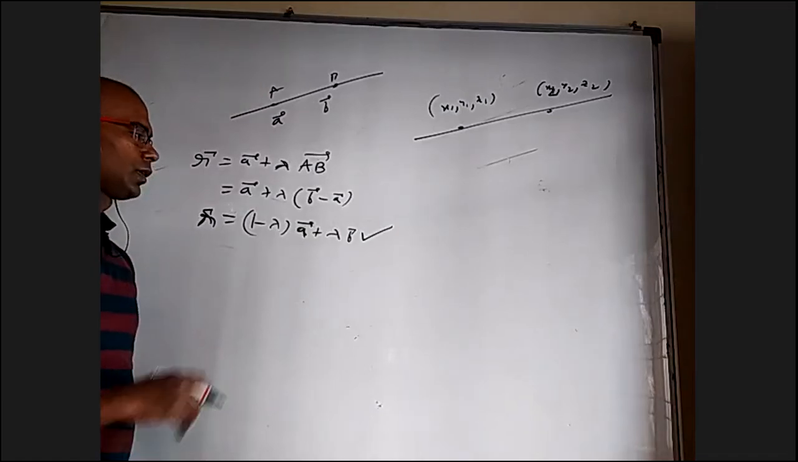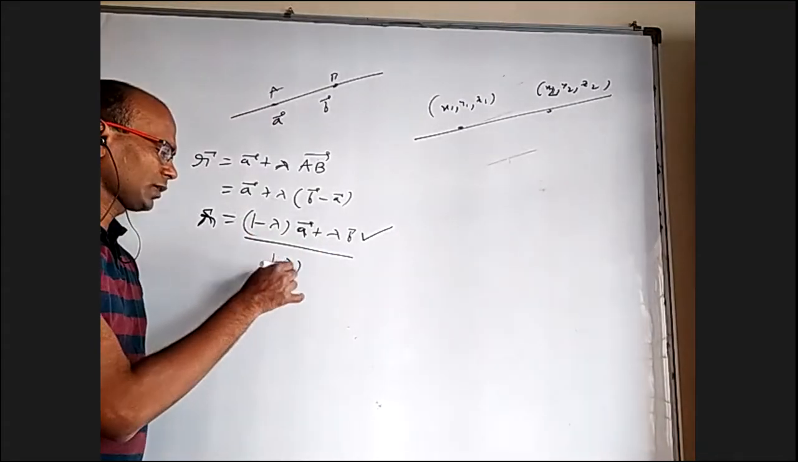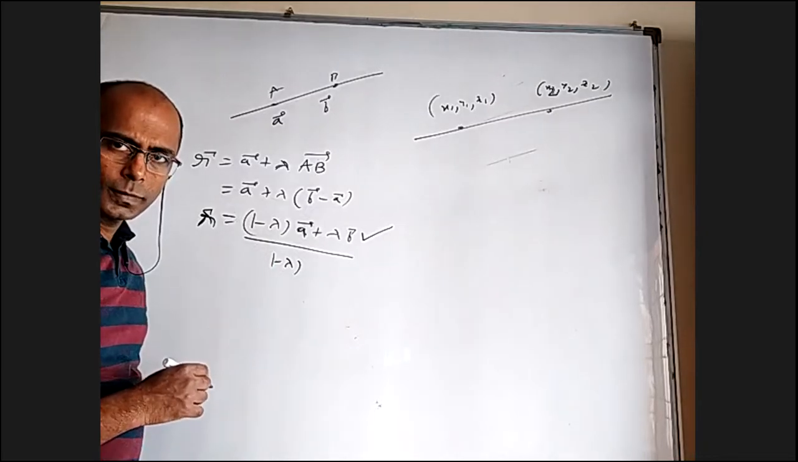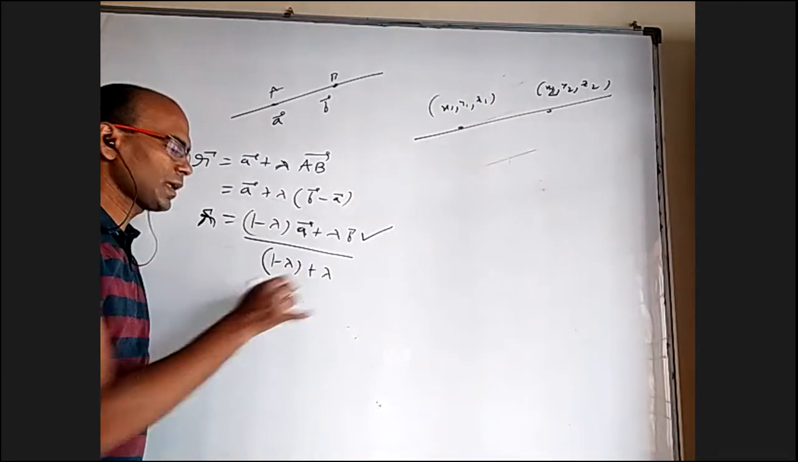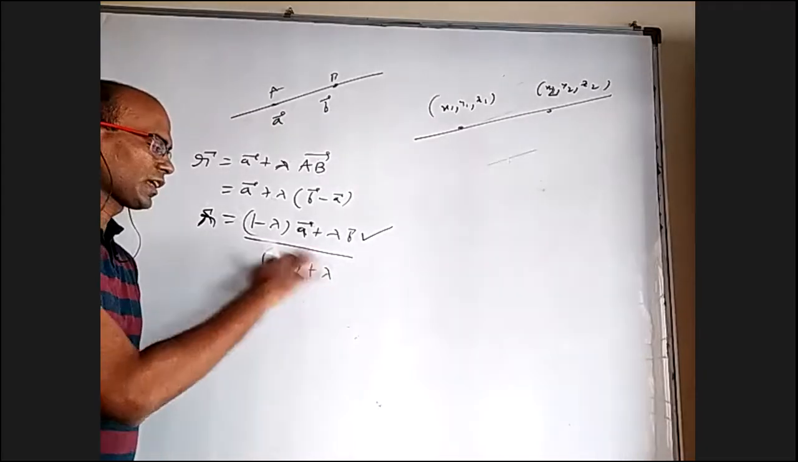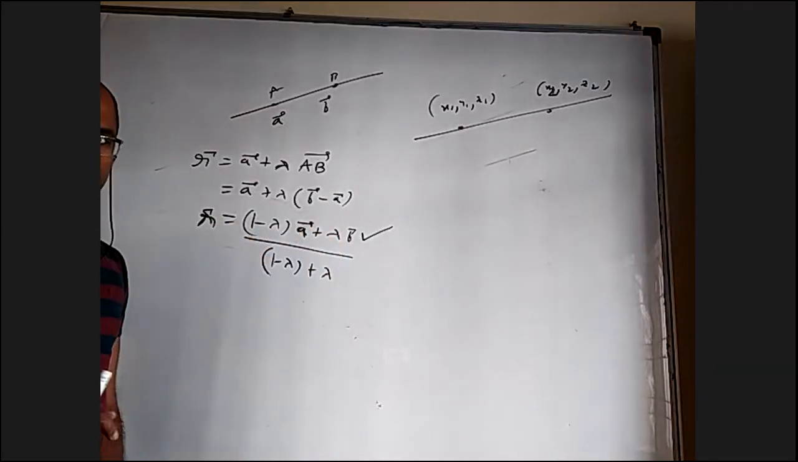How? If I write the section formula, 1 minus lambda plus lambda... Anyway, after it is 1, whether I write or not doesn't matter. You can easily see it is the section formula.